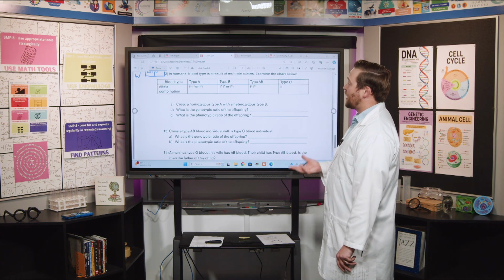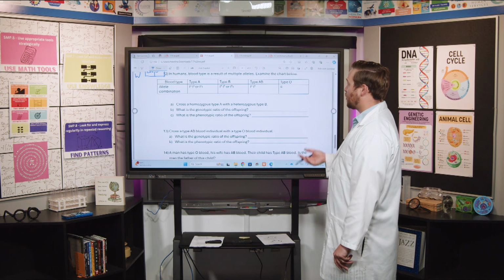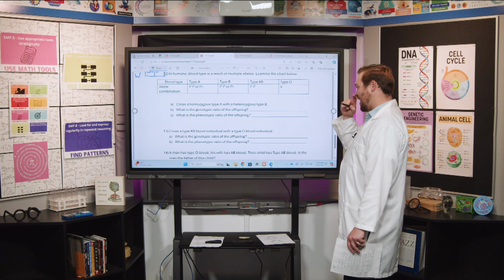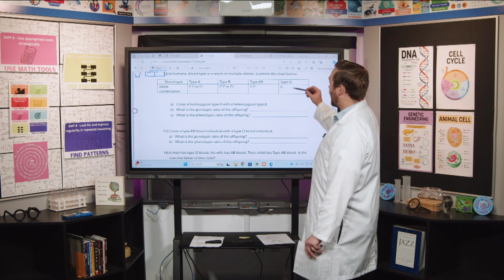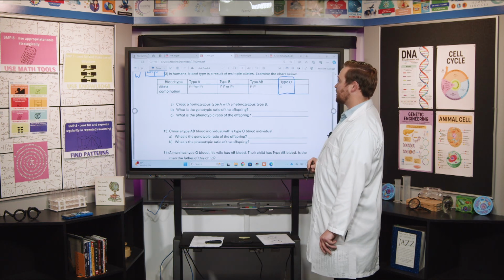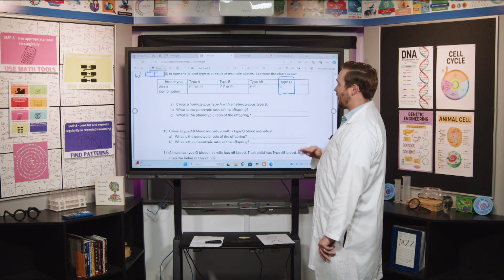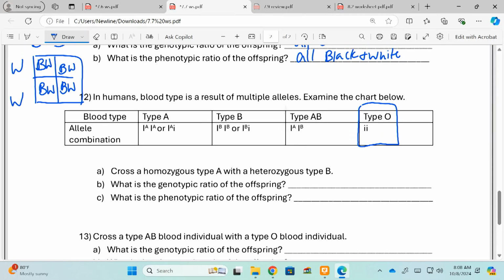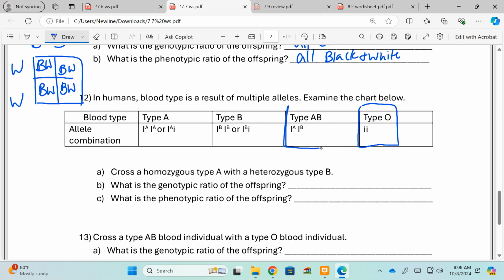All right, so 12 says, in humans, blood type is a result of multiple alleles. Examine the chart below. So we saw this chart last time. Just a couple things I want to point out. Notice that for type O blood, there's only 1 combination of alleles that leads to type O blood, and that's if you're totally recessive. There's 1 allele combination that leads to type AB blood, okay, and that's if you have both the type A and type B alleles.